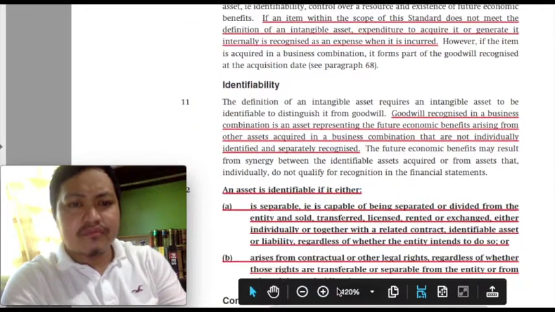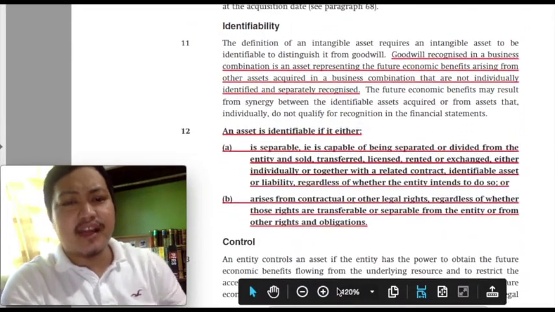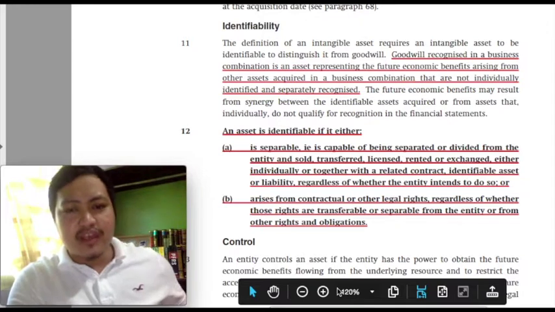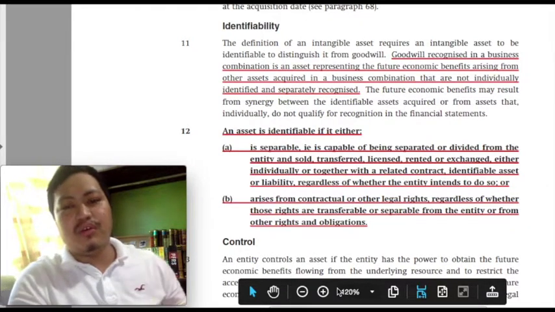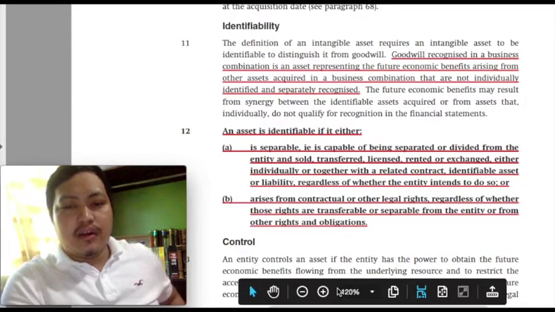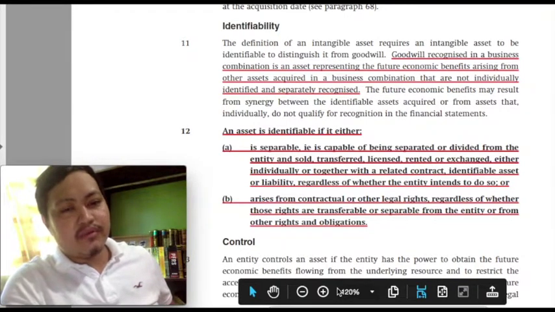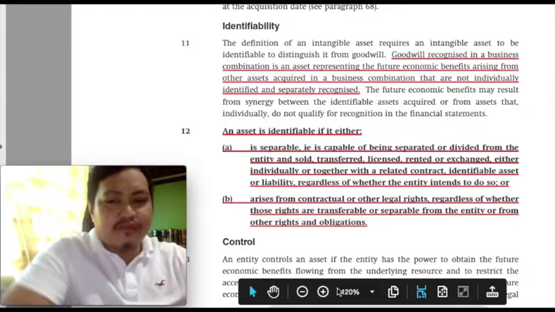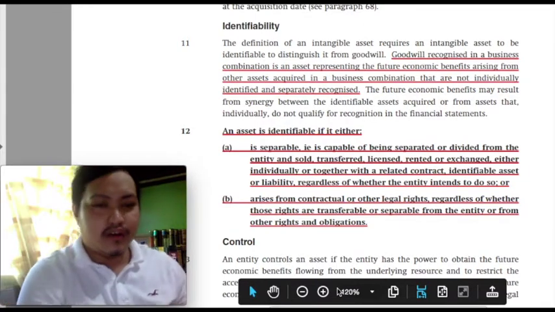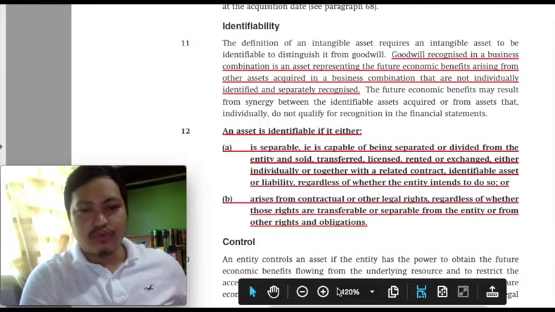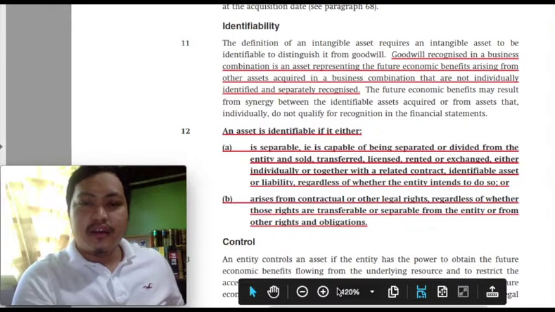Moving on, the standard tells us that an asset will be identifiable if it is separable or if it arises from a contractual or other legal rights. Okay, so paragraph 12 could be a good source for a multiple choice question, framed as a true or false question, really. So make sure to take note of paragraph 12.